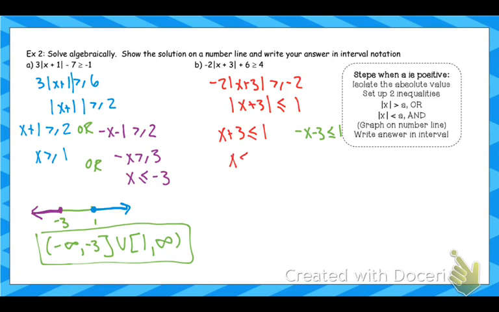Well, that leaves me with x is less than or equal to negative 2. And that leaves me with negative x is less than or equal to 4. So x is less than or, flip the sign. X is greater than or equal to negative 4.